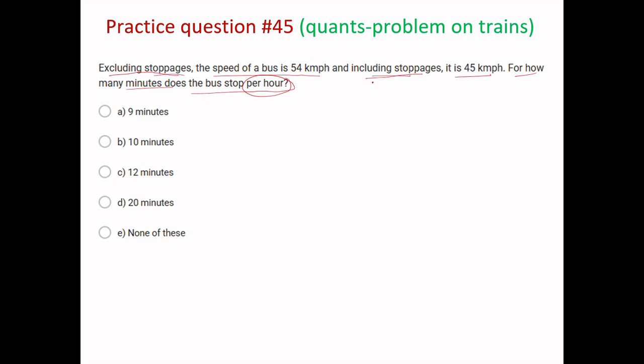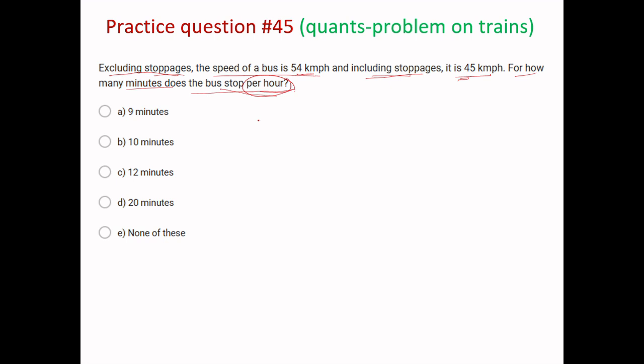actually considering the distance and time, assuming distance is same and only time is varying. Now the question is, how many minutes does the bus stop per hour? This is how the question is. And except the speeds, we don't have any data, like distance and time, we don't have any references. Only thing is speed is given.